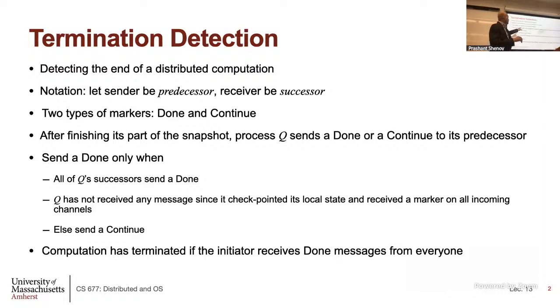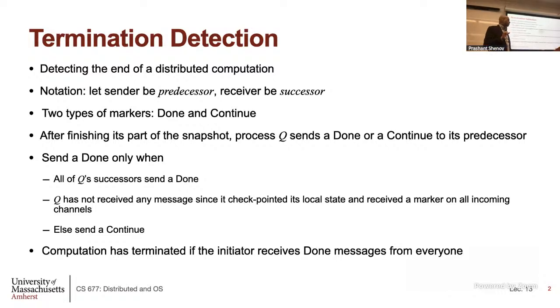There are two types of markers: a done marker and a continue marker. A done marker basically says that this process has finished all of its work and it has no pending messages. A pending message means it has not finished work because there are new requests coming in and they need to be processed. But if there are no requests to be processed, all the computation has finished, and there are no more messages coming in, that process can send a done.